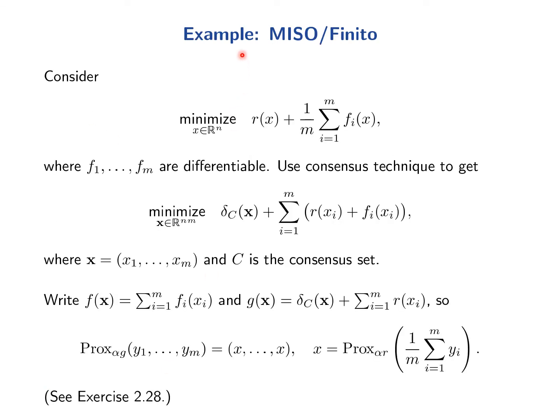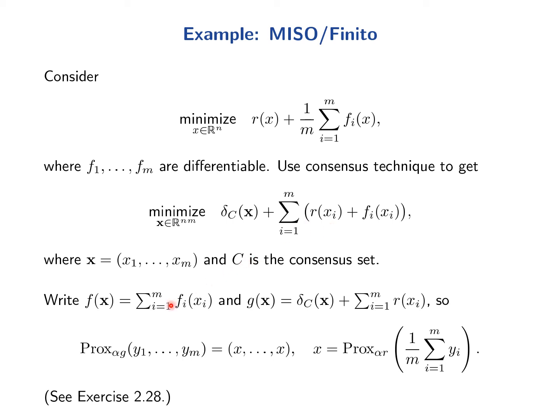In this example, let's look at the MISO or Finito algorithm. Consider minimizing a CCP function R plus the average of smooth and CCP functions f1 through fM, and use the consensus technique, that is, introduce a vector xi for every fi and ask all of them to be equal, where C is the consensus set, through the indicator function. Note that we have multiplied the objective by M, so we end up having an R for every xi.